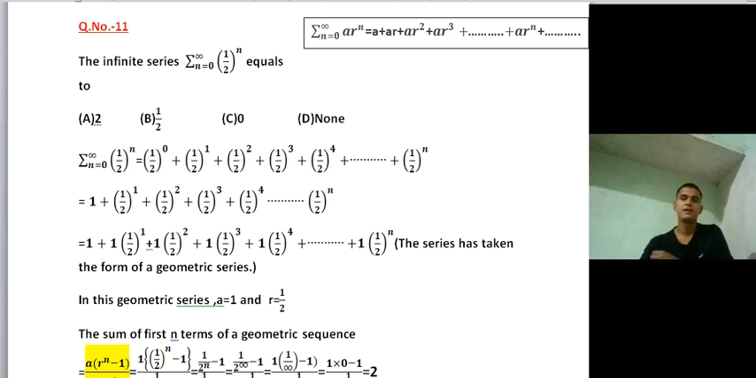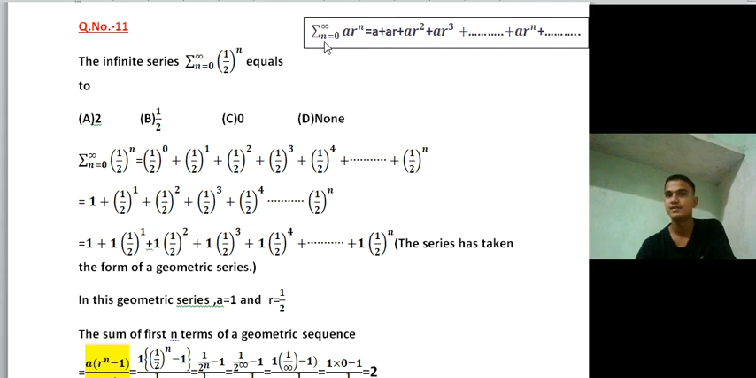This is question number 11, and here it is given the infinite series. This is equal to dash. So you can see this series can take the form of a geometric series. Okay, so 1 by 2 to the power n. This geometric series is like that. You can see this is a geometric series.